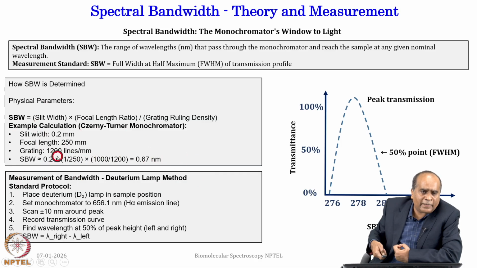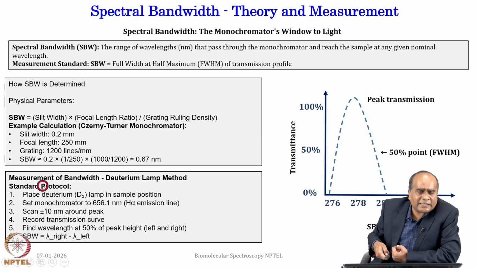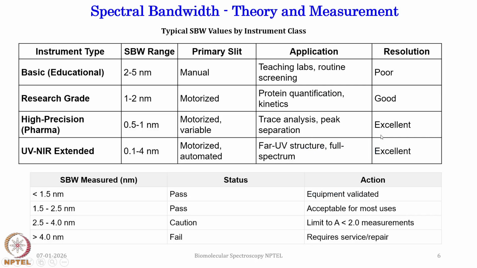Now, measurement of bandwidth you can do using a deuterium lamp, that is the standard protocol used by engineers. What you do is place the deuterium lamp in the sample position and set the monochromator at the H alpha line of deuterium, that is 656.1 nanometer. Then scan plus minus 10 nanometer around the peak. You take the full width at 50% of peak height, FWHM, and that is the SBW: lambda right minus lambda left.